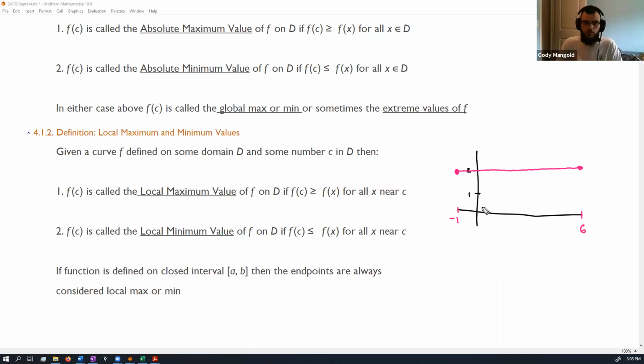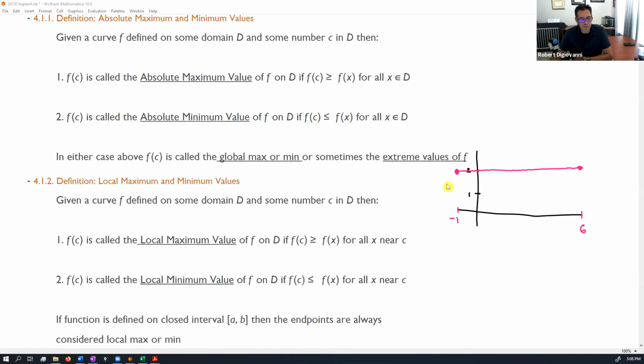It's supposed to have something because it's on a closed interval, so the endpoints are supposed to be something. I want you to see something here. This is kind of confusing. Look at this very first one right here. When we were talking about absolute max or global max, we said that it had to be greater than or equal to all points around it, right? Greater than or equal to. Same with the locals, greater than or equal to.